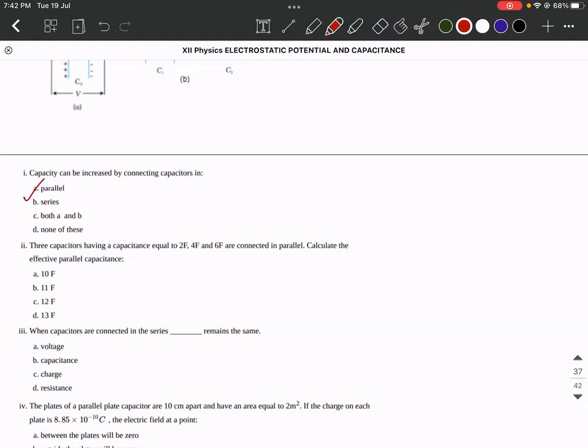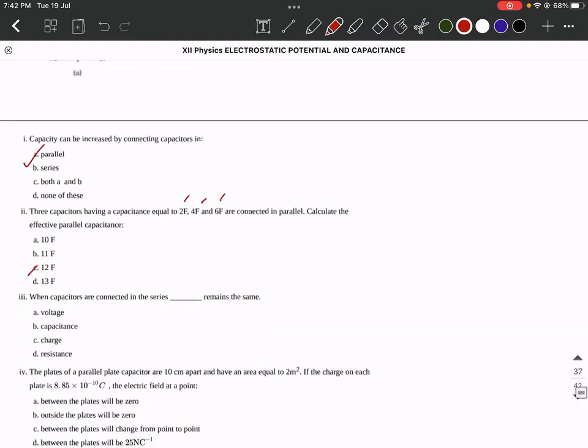Three capacitors having capacitance 2, 4, and 6 are connected in parallel. Equivalent is 12. When capacitors are connected in series, the charge remains the same.